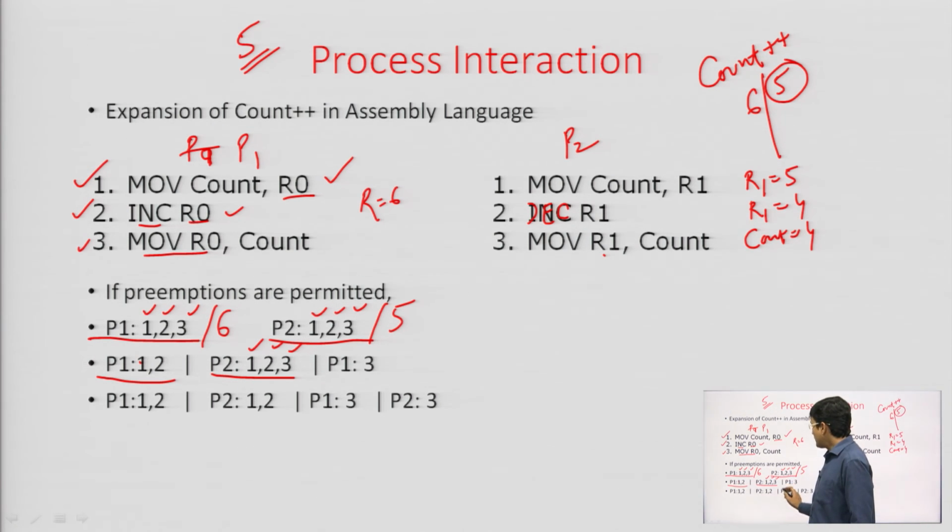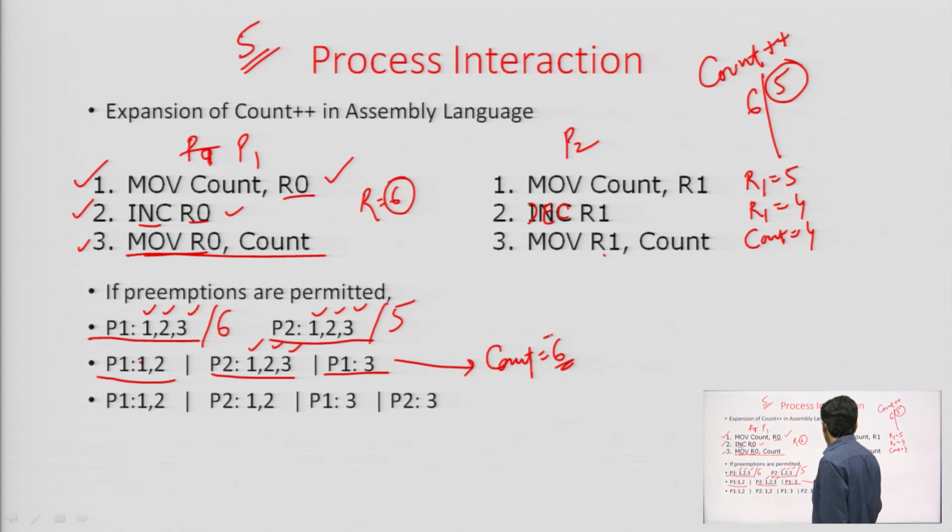After this P1 executes statement number 3, and according to this the value of the R0 register is given to the count. So, this is 6. So, here what we are getting is that the final value of the count is 6, which is an inconsistent value. We actually wanted the consistent value, 5, but since we have allowed the preemptions to take place, this value is 6.